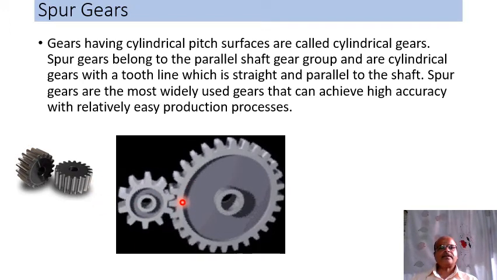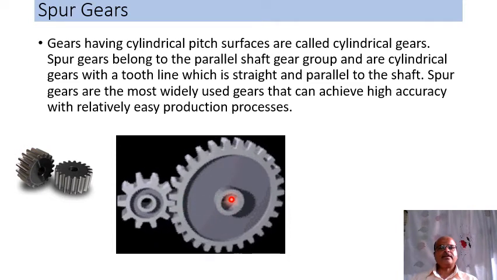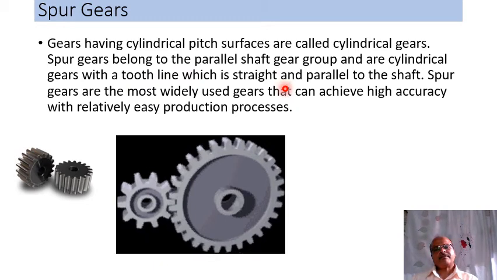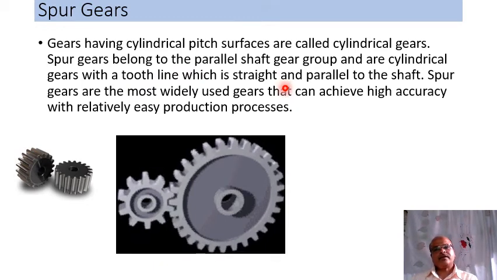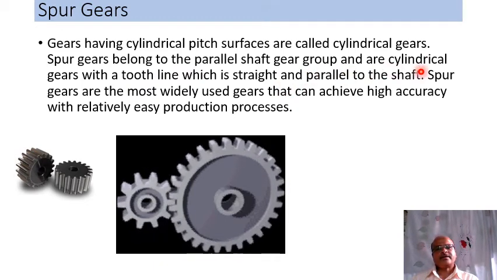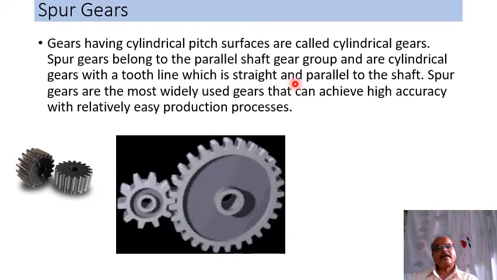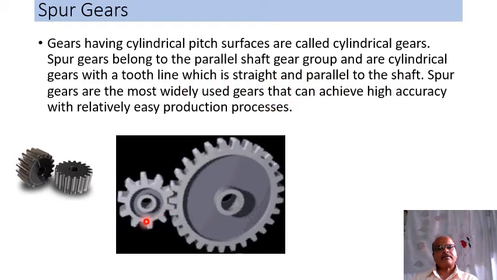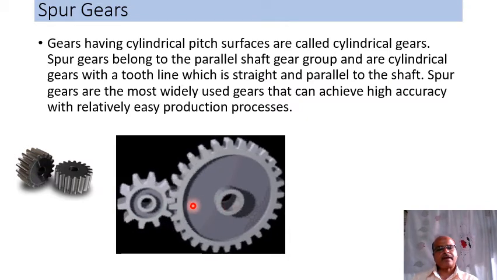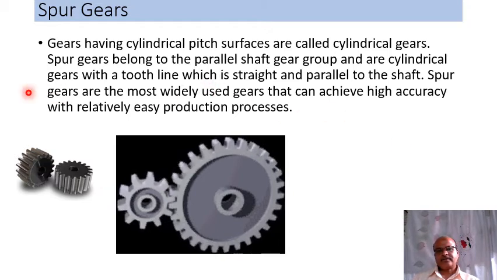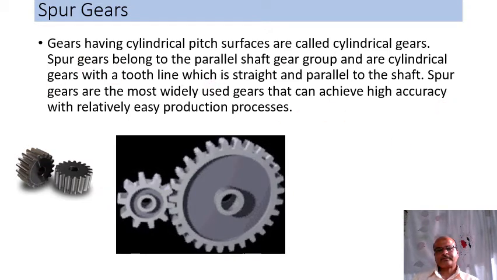So cylindrical pitch surface gears are called cylindrical gears, and spur gears belong to the parallel shaft gear group and are cylindrical gears with a tooth line which is straight and parallel to the shaft. So this tooth line is parallel to the shaft, we can say that. Okay, so this is a spur gear.